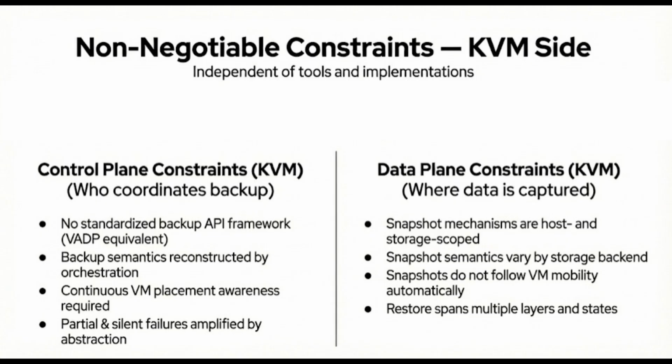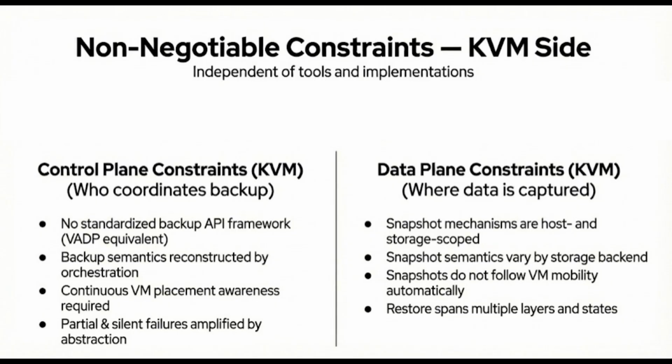From this point on, I'm focusing specifically on the KVM side of VM Essentials, because this is where backup constraints fundamentally change. On the VMware side, backup relies on a well-defined framework and APIs. On the KVM side of VM Essentials, there is no equivalent standardized backup API framework. That means backup semantics are not provided by the platform. They are reconstructed through orchestration. This is the first non-negotiable constraint.